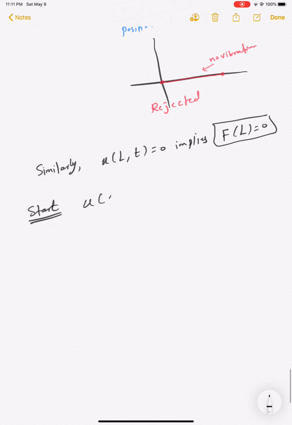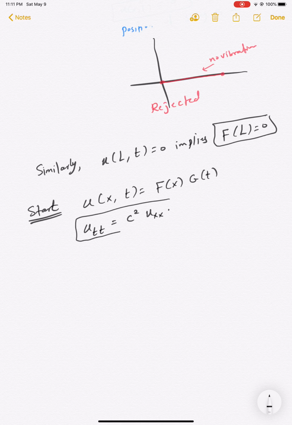So again, to solve the wave equation, we start by separation of variables, and this is what it means. Now, what is the wave equation? The wave equation is the second derivative of u with respect to t equal to a certain constant, c squared. This constant could be any positive number, just imagine 1, 9, anything, times the second derivative with respect to x.